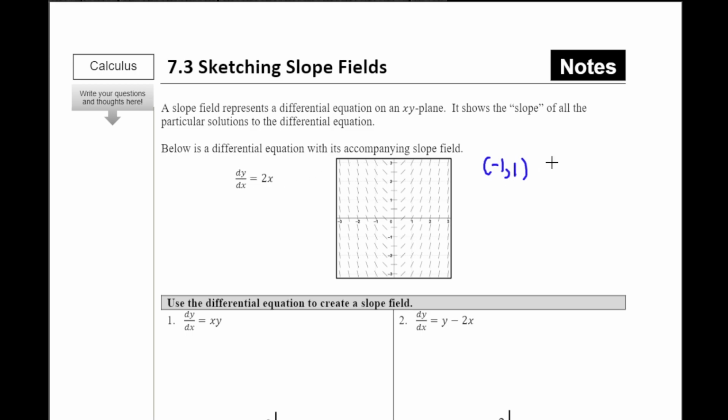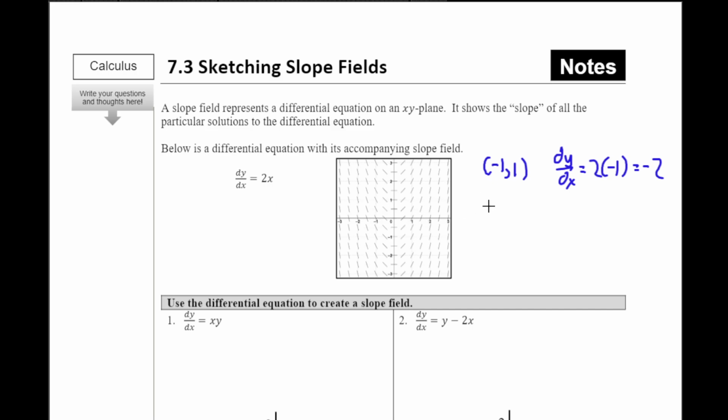If you plug this into dy/dx, that's just 2 times x, which is negative 1, which is negative 2. You see this right here, this steep downhill, that's a slope of negative 2. This is all it is here, right?